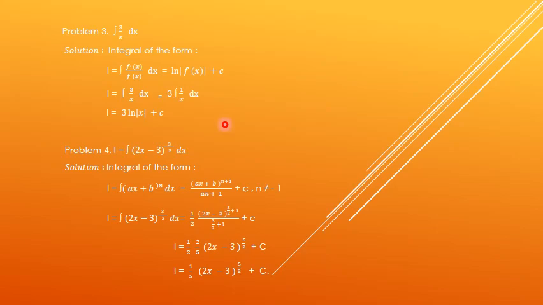So here 1 upon 2 multiplied with 2 upon 5. Here we cancel 2 with 2 and we get 1 upon 5. And we have the next term, 2x minus 3, 5 upon 2 plus c.